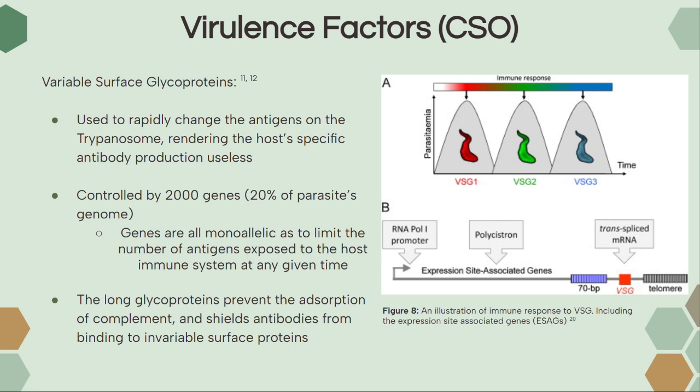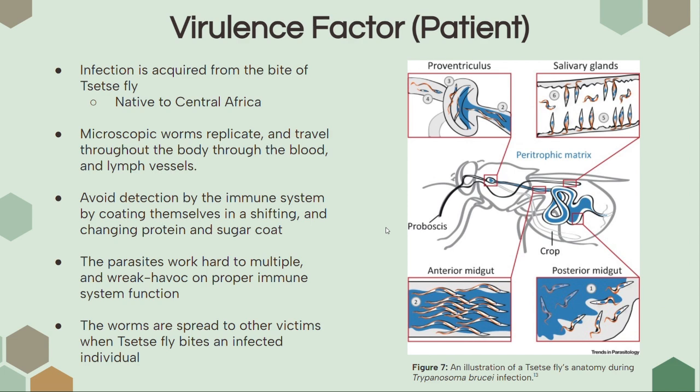2,000 genes control this process, and once you factor in splicing of the mRNA, there's functionally limitless variations of glycoproteins that can be expressed. An added benefit is that the glycoproteins can prevent the adsorption of complement and other antibodies that might be able to recognize those more invariable parts of the cell membrane, like aquaglycoproteins.